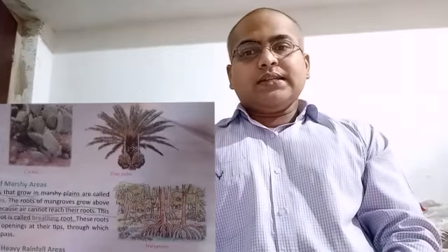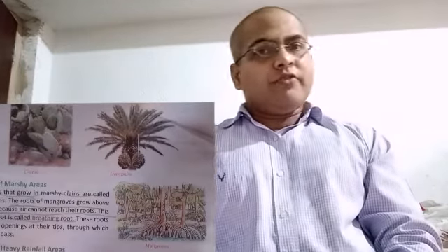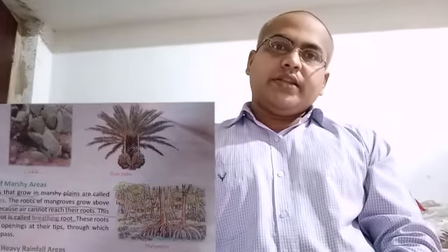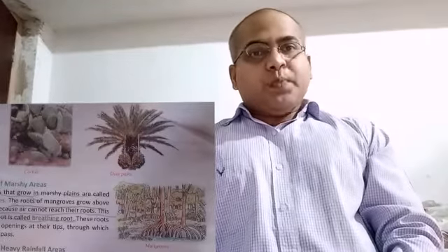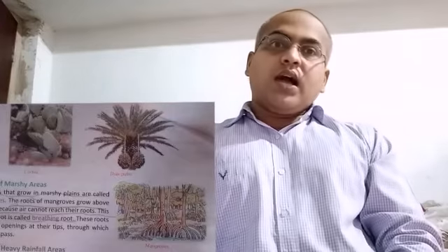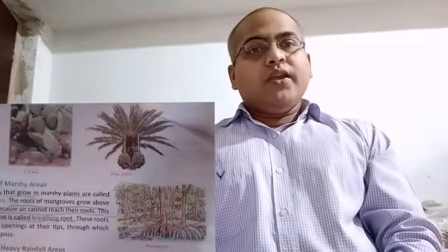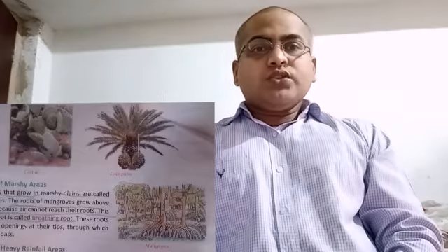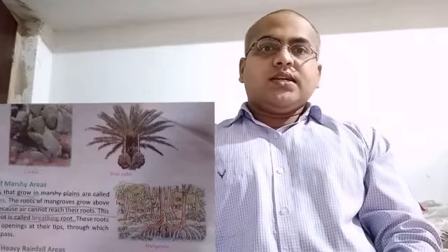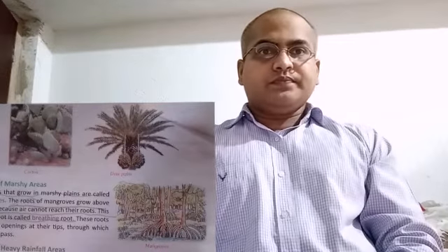Now comes the next question. How does a cactus survive in desert? Cactus modifies its body to survive in the desert. Number 1, leaves are reduced to spines. Their roots grow very deep in the ground to absorb water. Photosynthesis takes place in the stem, the green stem.